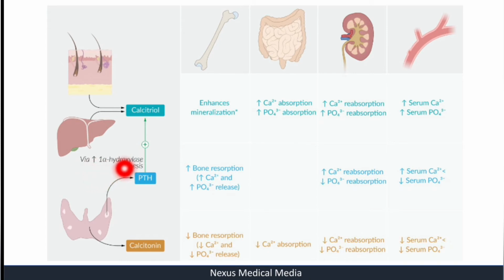If you remember it, it converts 25-hydroxyvitamin D into 1,25-dihydroxyvitamin D, that's calcitriol, right? So this parathyroid hormone has a stimulatory effect on this enzyme, right? So that's why you see that the goal of calcitriol and PTH, all in all, is increasing serum calcium. If you look at calcium, right?